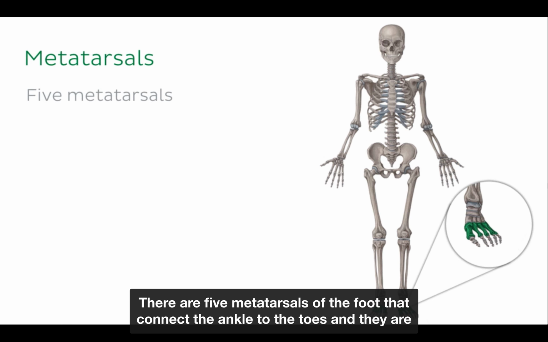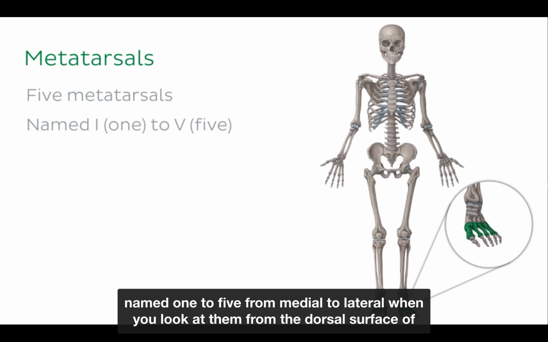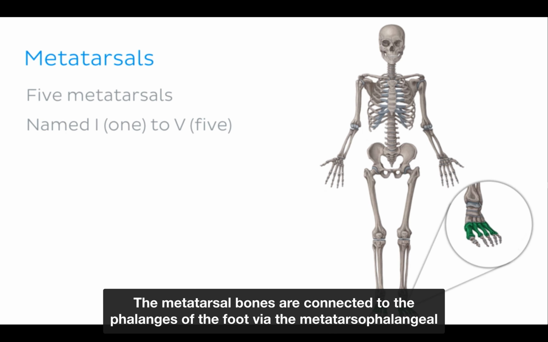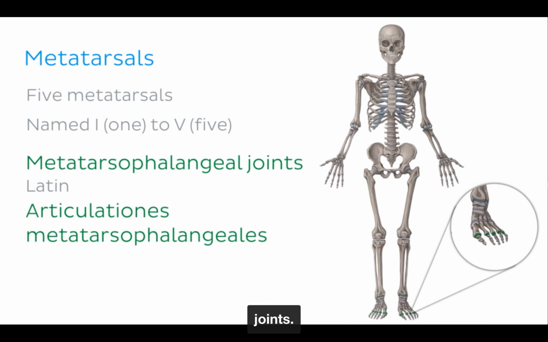There are 5 metatarsals of the foot that connect the ankle to the toes, and they are named 1 to 5 from medial to lateral when you look at them from the dorsal surface of the foot, as we are now. The metatarsal bones are connected to the phalanges of the foot via the metatarsophalangeal joints.